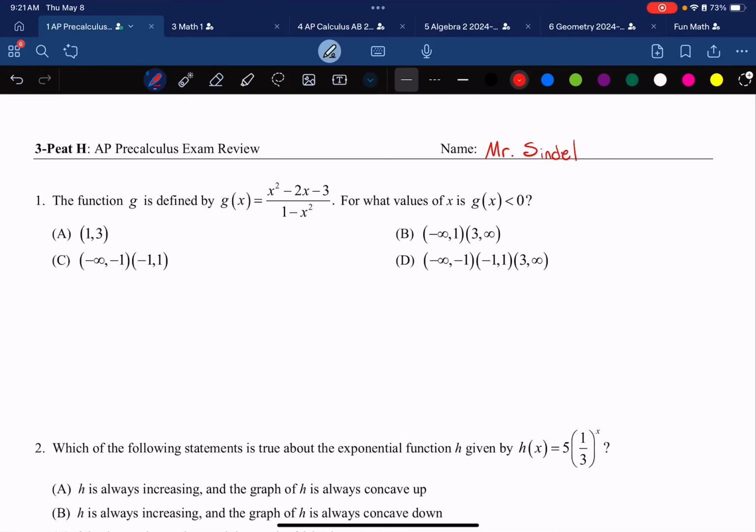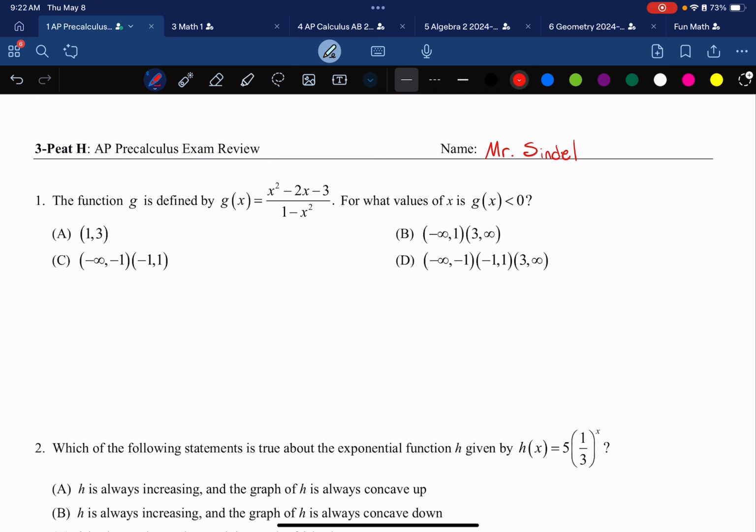This is AP Precalculus. This is the review for the AP test. We are on the 3-peat worksheets to review for that. This is worksheet H. Again, you should be averaging about 1 minute and 57 seconds per question, just because we're supposed to be doing non-calculator questions. We have 28 questions in 55 minutes, which comes out to 1 minute 57 seconds per question.